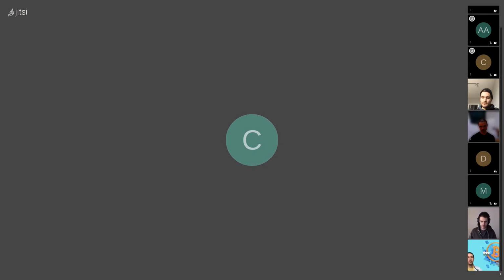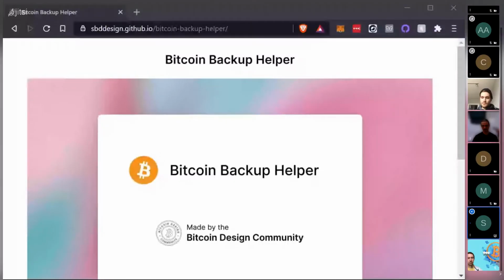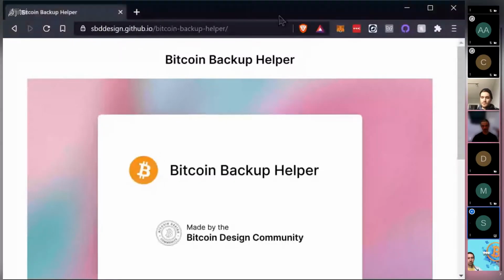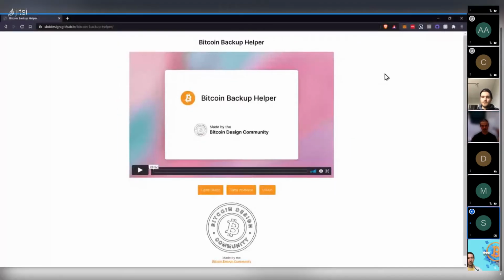Stephen, did you want to go next? Sure. This is the private key backup builder. Yeah. I'll try and share my screen here. Okay. How do I computer? Okay, can everybody see my screen okay?